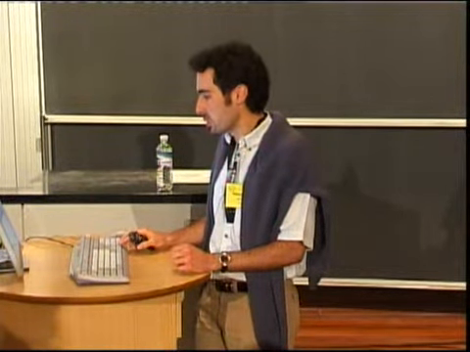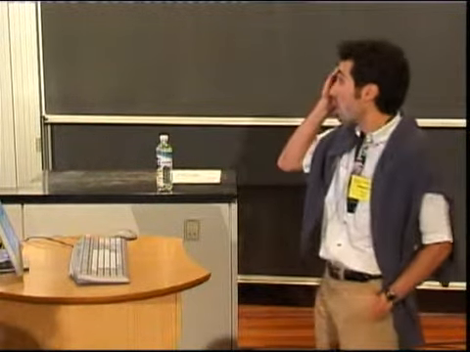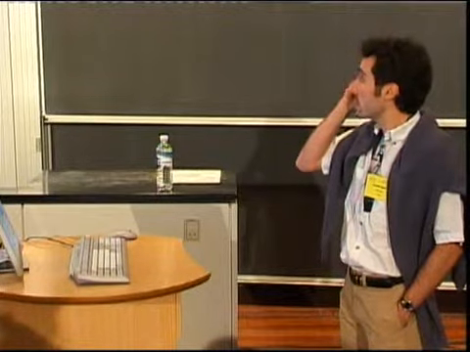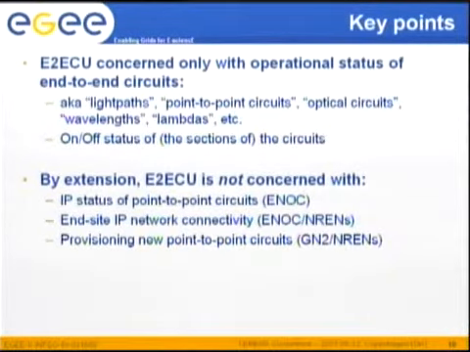So, going into detail on the end-to-end coordination unit, this entity was created as part of GN2, and it's only concerned, as I said, by the operational status of these point-to-point links: lightpaths, point-to-point circuits, optical circuits, whatever you want to call them, so the on-off status of these circuits. And of course, it's not concerned by the IP layer, so what is built on top of these end-to-end circuits. It's also not concerned by the inside connectivity, so the network equipment inside the sites, and it is not the right entity to deal with new circuits.